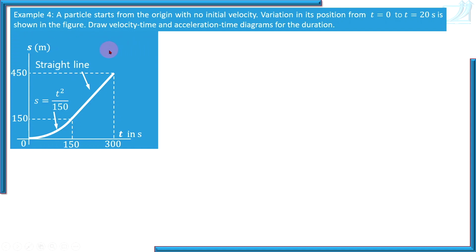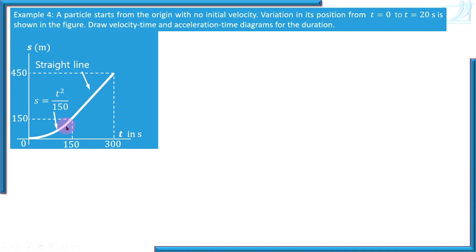Read this problem. A particle starts from the origin with no initial velocity. Variation in its position from t equal to 0 to t equal to 20 seconds is shown in the figure. Draw VT and AT diagrams for the duration.